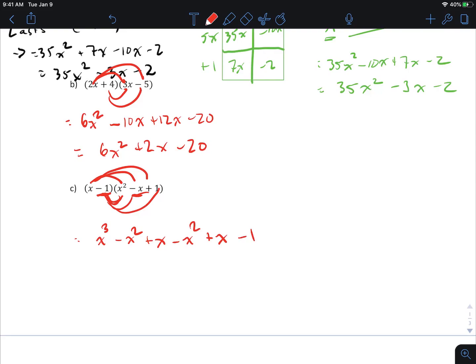Okay, so I should have 6 terms there, right? Because I have 2 in the first and 3 in the second, so that should be 6. And then I just clean it up, right? So you could, if you need to write the next step, you can write the step. If you can skip, you can do that too. So I'm just gonna reorganize things into descending order, basically, right? I just clump everything together, and I get x cubed minus 2x squared plus 2x minus 1.